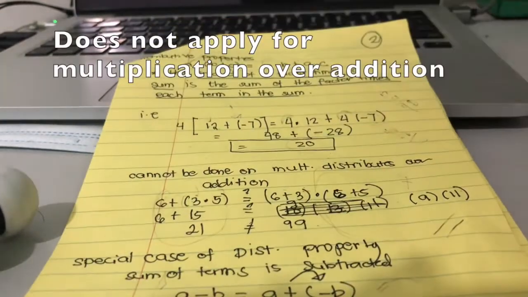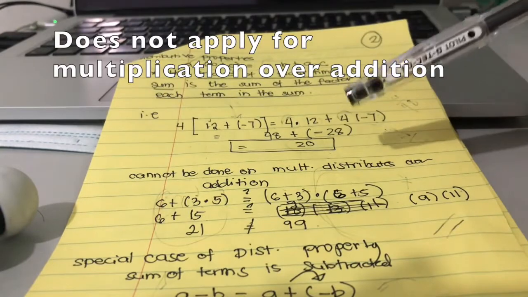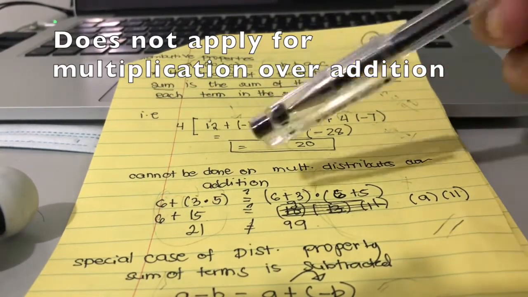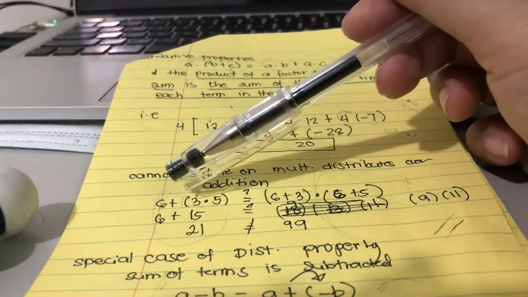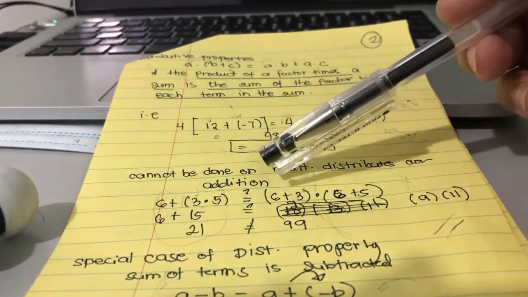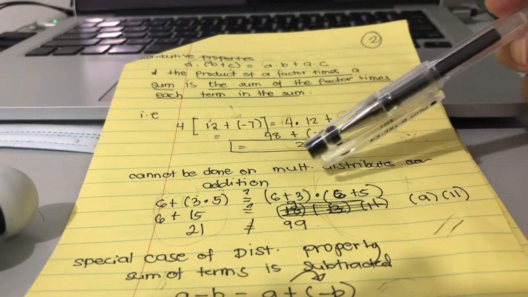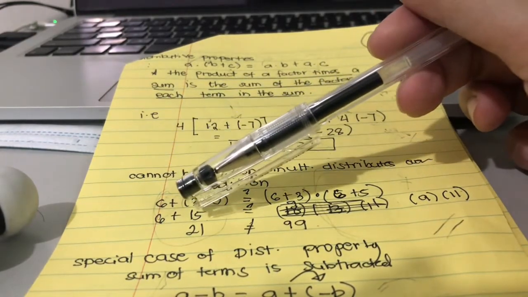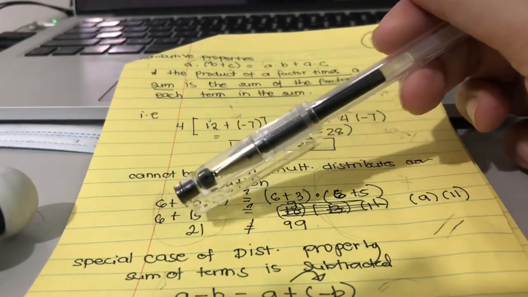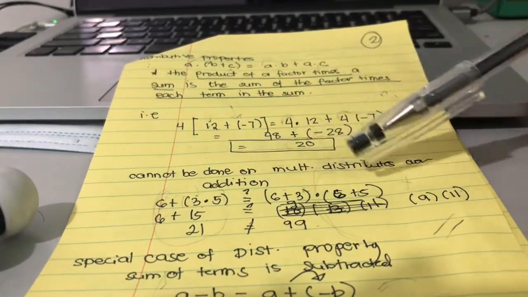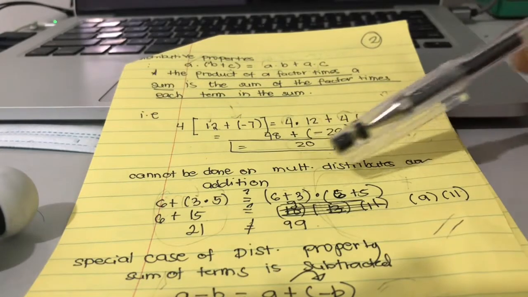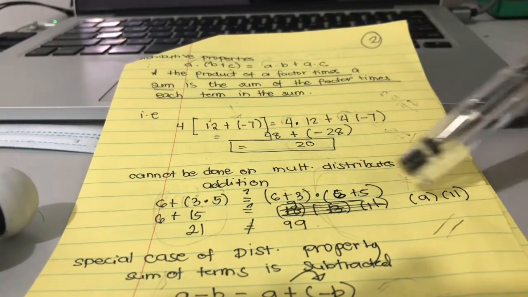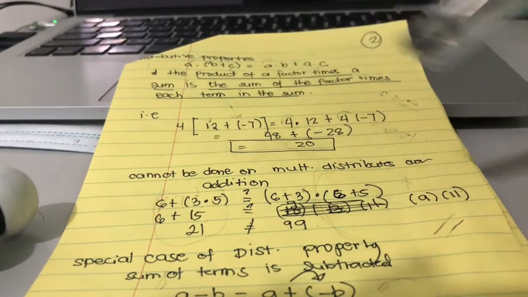But take note that it cannot be done for multiplication over division distribution. For example, 6 plus 3 times 5 is not equal to the group of 6 plus 3 times the group of 6 plus 5, because on this side 3 times 5 is 15, 6 plus 15 is 21, while in this case 6 plus 3 is 9, 6 plus 5 is 11, so 9 times 11 is 99, so they are not the same.